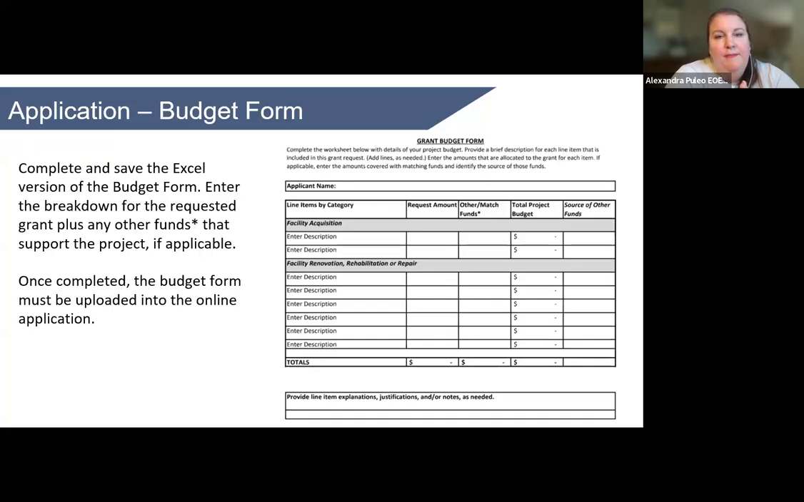The budget form. You're going to download this Excel budget form from the mass.gov Social Enterprise Capital website. You're going to fill it out and then upload it back in. You're going to put in the requested amount, if you have other match funds, and the total project budget. You're going to include the source of other funds. If you don't put a source of other funds in there, I cannot verify if that is accurate or not. Other funds are not make or break. You don't have to have other funds supporting the project, but it is beneficial to your application.